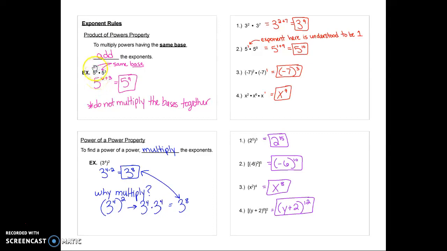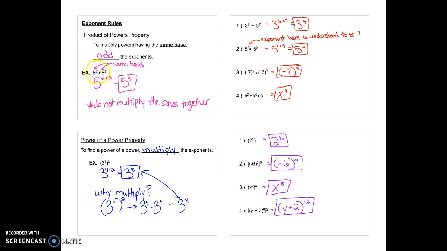What's important to remember is that 5 to the 6th power really means that you have 6 5s. You can think of this as 5 times 5 times 5 times 5 times 5 times 5. There's 6 of them here. 5 to the 3rd power means there's 3 of them. So your exponent is really telling you how many of something you have. I have 6 5s right here and 3 5s here. If I have 6 of them and 3 of them, in total I have 9 of them. That's why the shortcut is that you can add those exponents together.